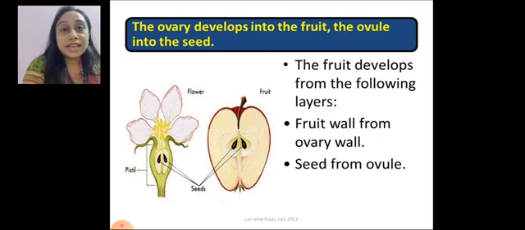So after fertilization, the fruit develops from the following layers. The fruit wall from the ovary wall. There was the ovary wall inside which the ovule was present. So the ovary wall becomes the fleshy part of the fruit, whereas the ovule results in seeds.